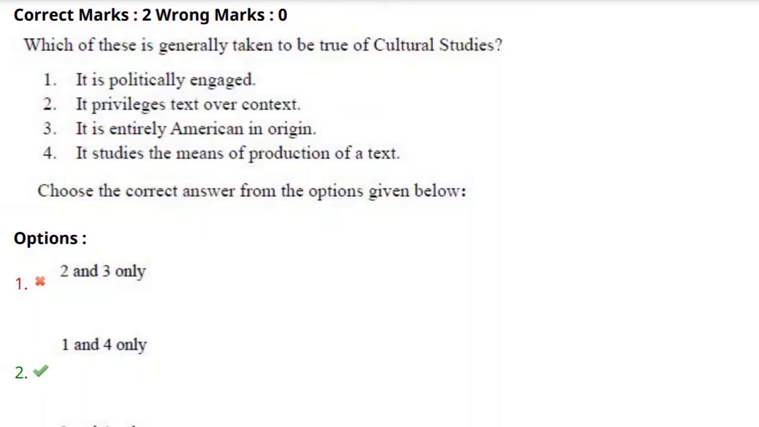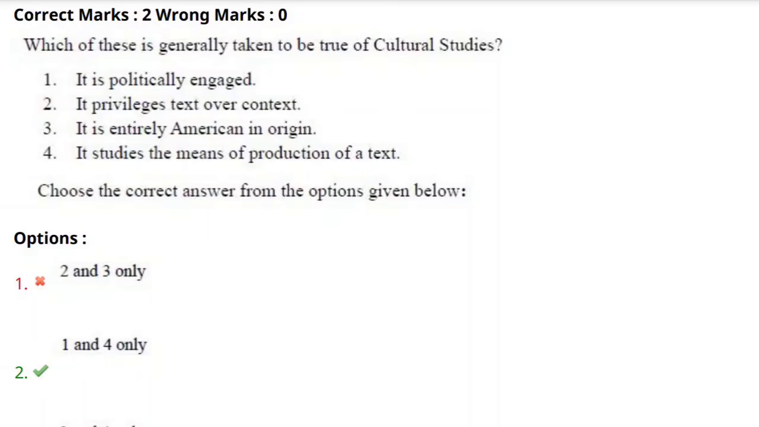And it studies the means of production of a text. Yes, here the proponents who are associated with cultural studies studied how the text was produced and how it got circulated and how it got consumed across the cultures, across the communities, across the people. So they emphasized the text, and cultural studies has its roots.